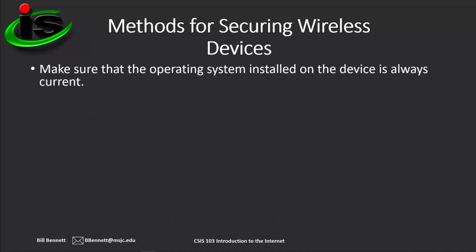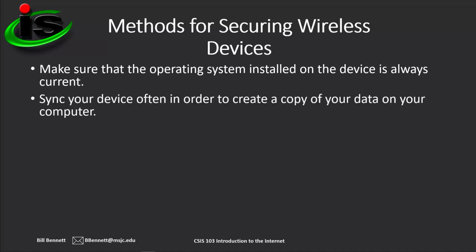Almost every wireless device, including smartphones and gaming consoles, has been subject to data breaches in the form of hacking, operating system flaws, or malware. A good way to protect your device is to make sure that the operating system installed on it is always current. As new threats are identified, new software updates are pushed to devices to correct them.